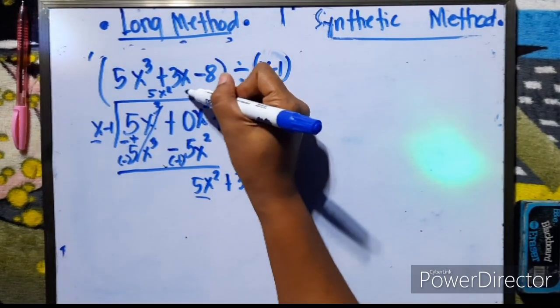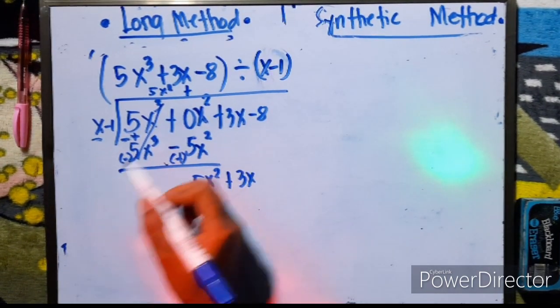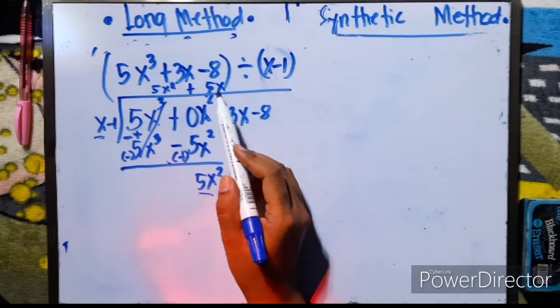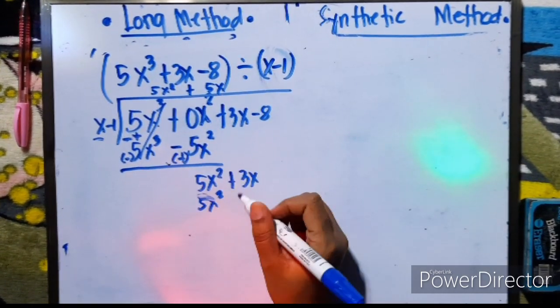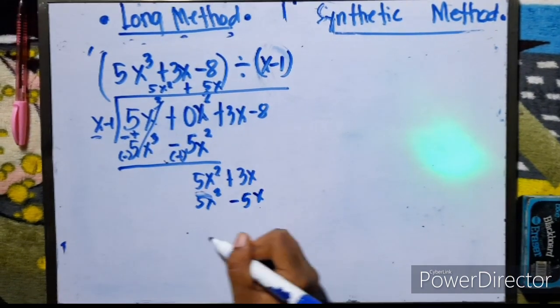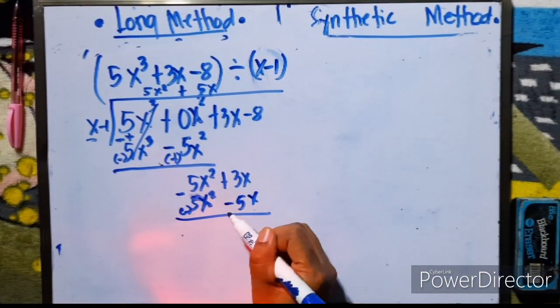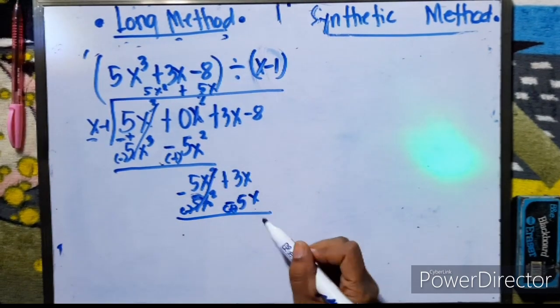And here, ang answer ano niya kay 5x squared divided by x. That is 5x. Multiply again. 5x times x is 5x squared. 5x times negative 1, that is negative 5x. Okay, subtract again. Change this into negative, change this into positive. This is 0. Okay, copy x.